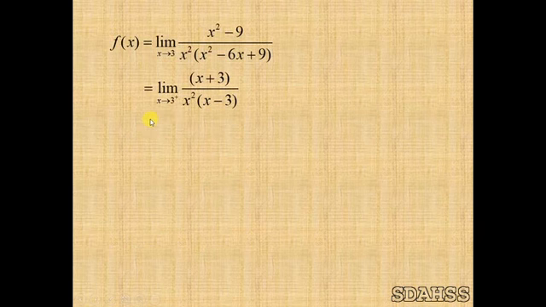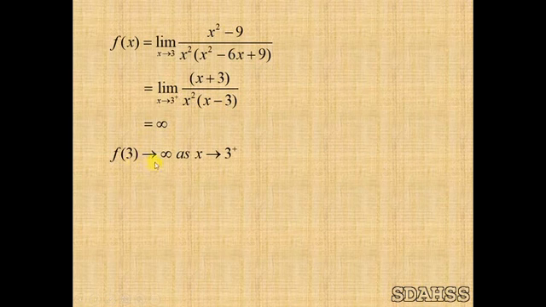Now consider the right limit, that is 3 plus. The limit as x tends to 3 plus of (x plus 3) divided by x square into (x minus 3). Again substitute x equal to 3, then you will get infinity. Similarly here also we want to find the sign, so apply x equal to 3.1. If you apply x equal to 3.1, then you will get the positive sign, plus infinity. So f of x tends to infinity as x tends to 3 plus.